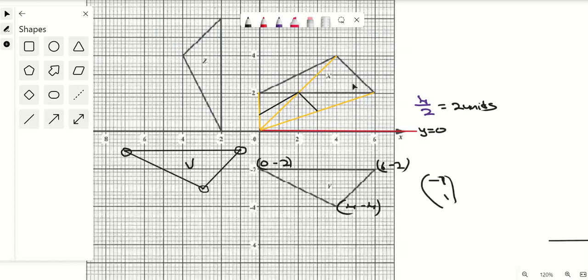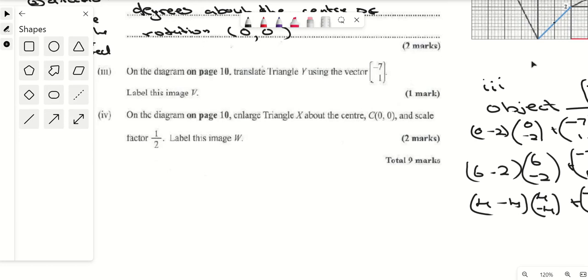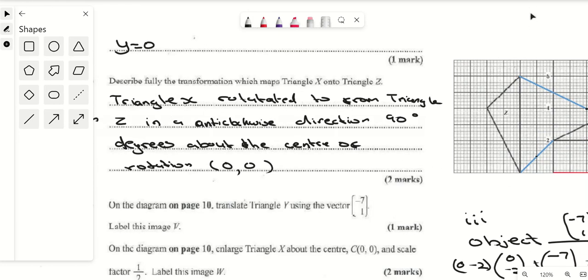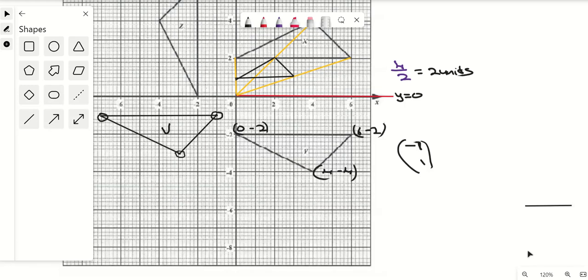And then if we connect this line with this line, half of 4 is actually 2. So let us just make this a little bit further up, like here. So this triangle here, they said to label it as W, I believe. Let's just make sure. That here would be our enlarging factor. Let's make this yellow so that we can see.